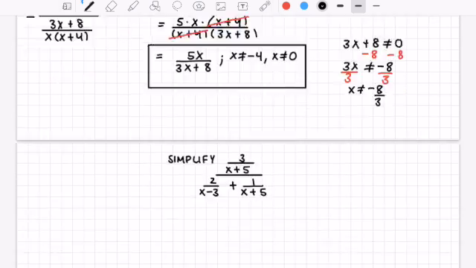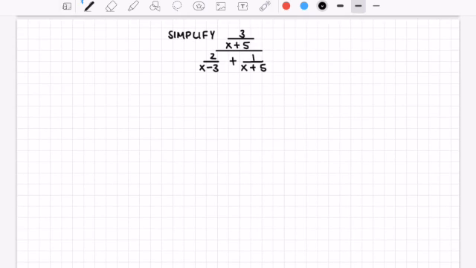Okay, next problem. Very similar. Again, we have simplifying 3 over x plus 5, and that is over 2 over x minus 3 plus 1 over x plus 5. So again, with the bottoms, I can combine it since they're adding fractions. All I need to do is multiply x plus 5 to both the top and the bottom, and to the other side, I'm just going to multiply x minus 3.